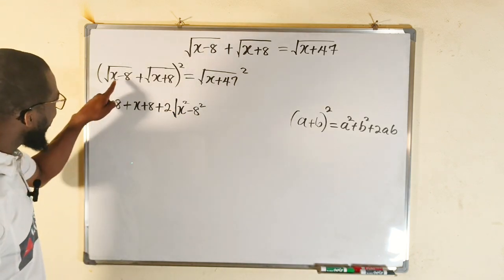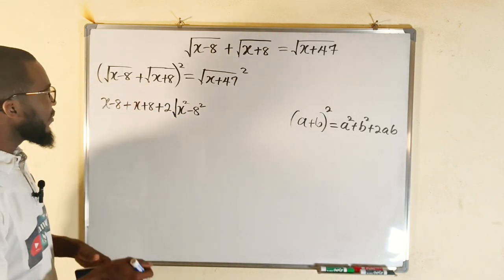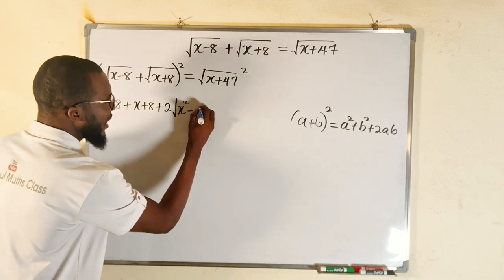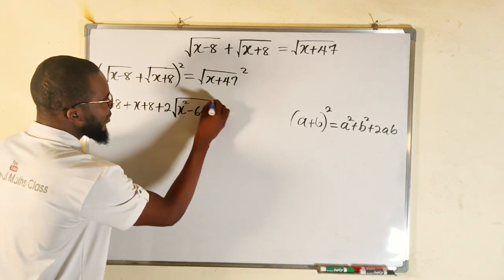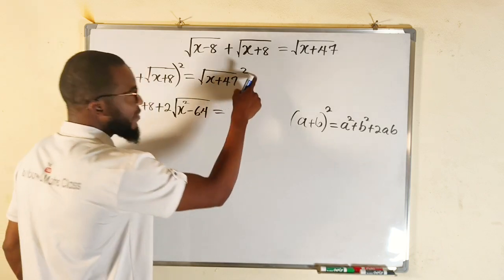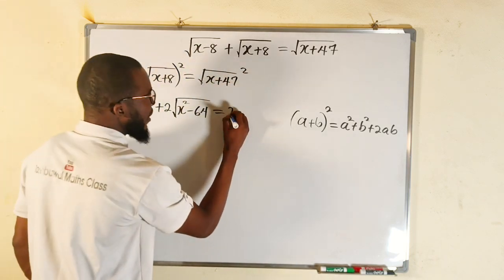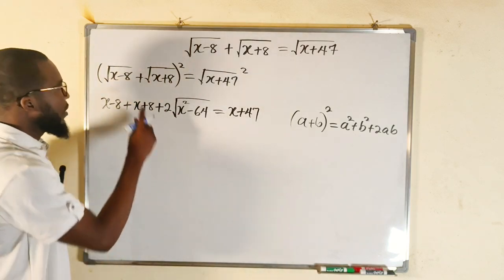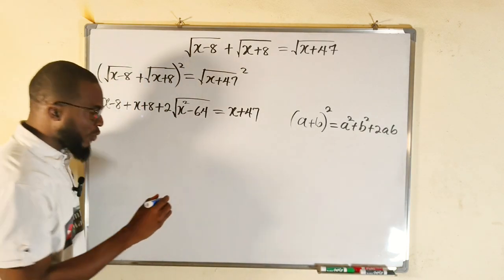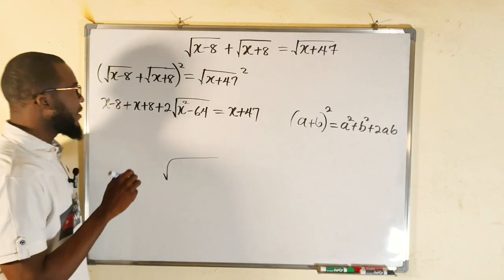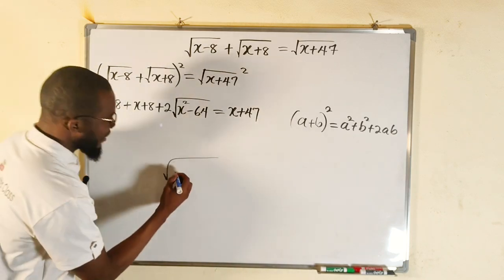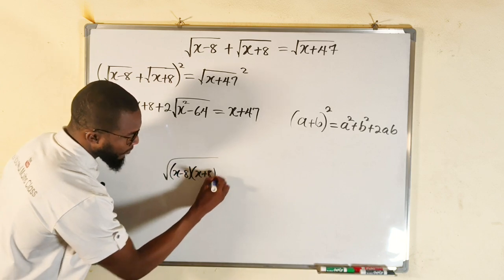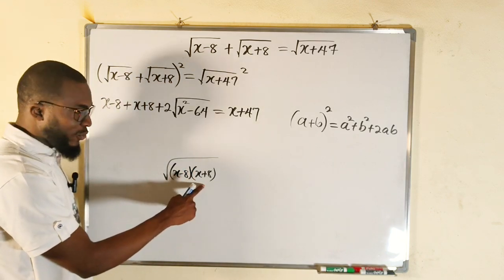Why? Because if you observe, these are nothing but difference of two squares. Let me first of all replace this with 64. I don't want to consume a lot of spaces. This power of 2 will cancel this, x plus 47. But I will explain this. Multiplying two radicals, you can take one radical, then you multiply the radicands. That is x minus 8 times x plus 8. And these are nothing but difference of two squares.